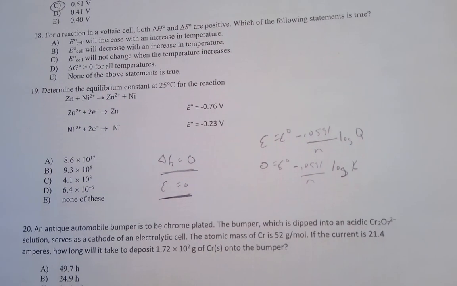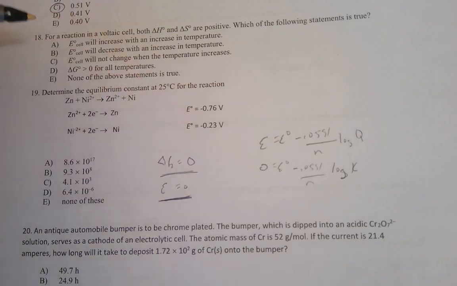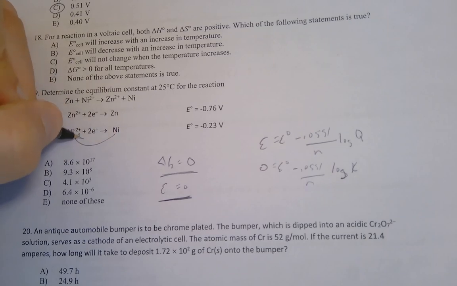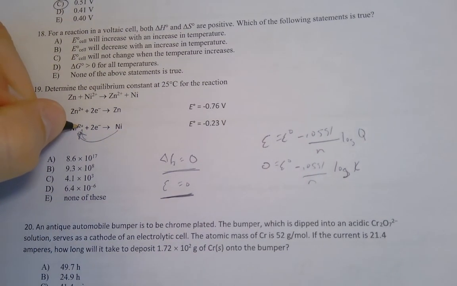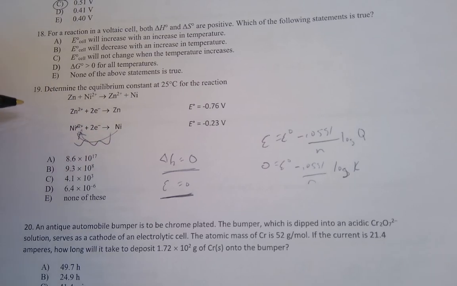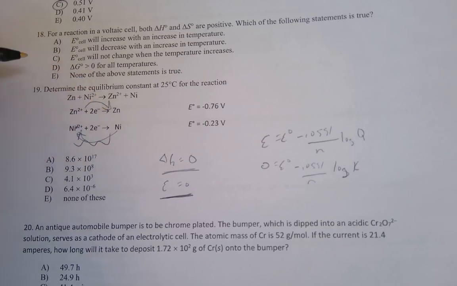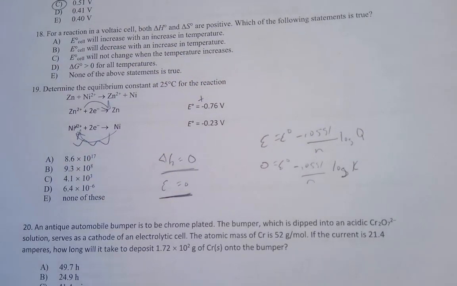So now we can say, well, E standard, let's see, who do we need to flip around here? We're going to flip around the nickel. No, we're not going to. Is that a minus? Yeah, that is a minus. So we're not going to flip this one around. We're going to flip this one around. So that means we flip this sign. So E standard is going to be positive 0.76 minus 0.23.